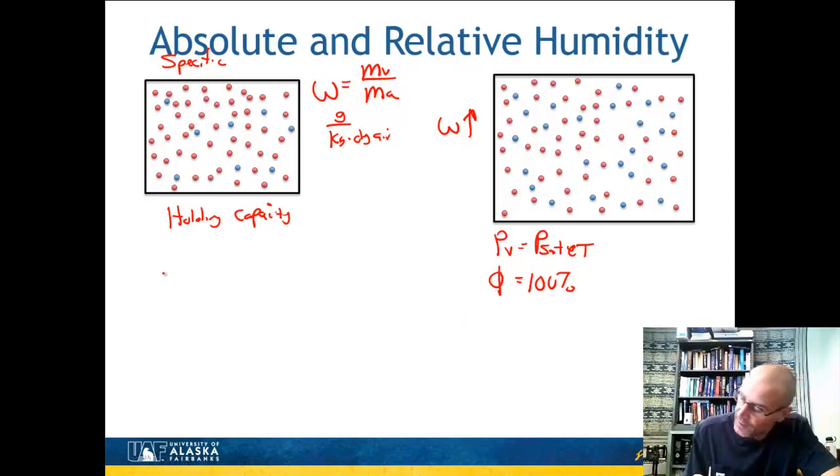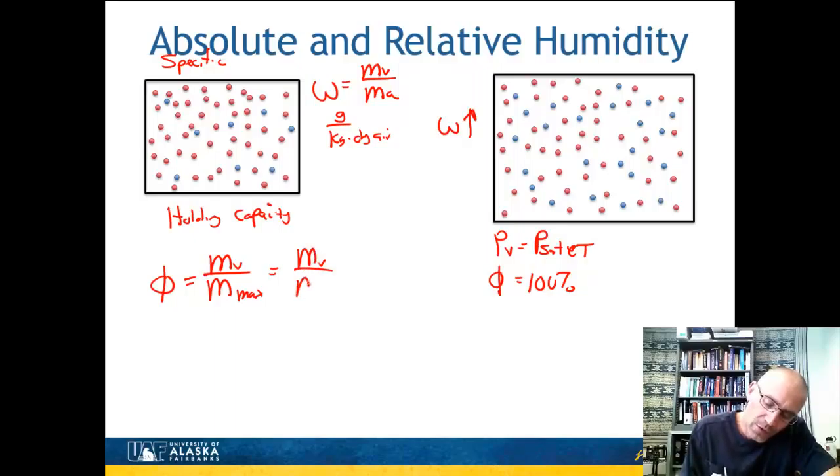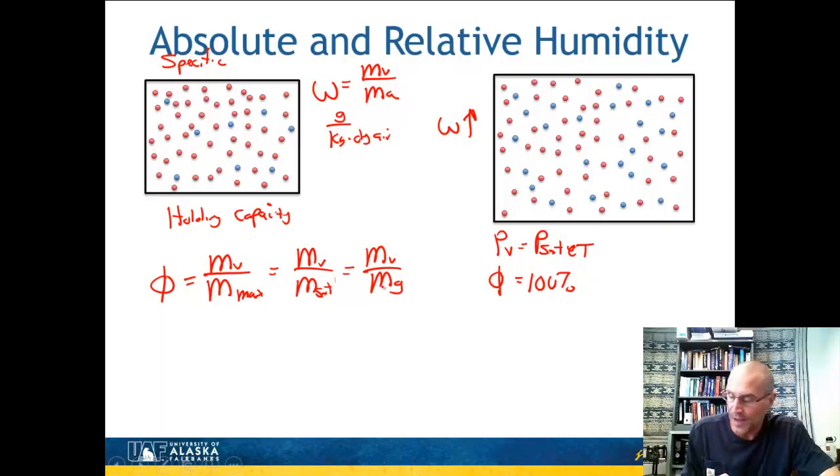And so what we realize is that this value of the relative humidity is going to be the mass of the water vapor relative to the maximum amount that it can hold, which is mv over m at saturation. And the way that the book writes this is mv over m sub g. All right? So it's the maximum amount that it can hold, which is the mass that we would have at saturation, and the book uses m sub g.